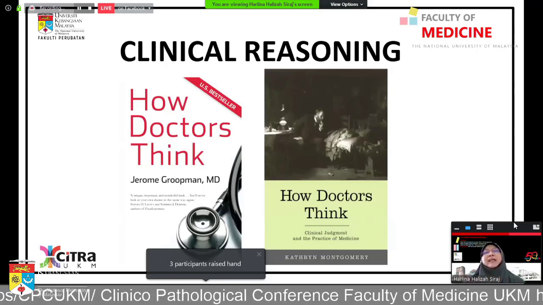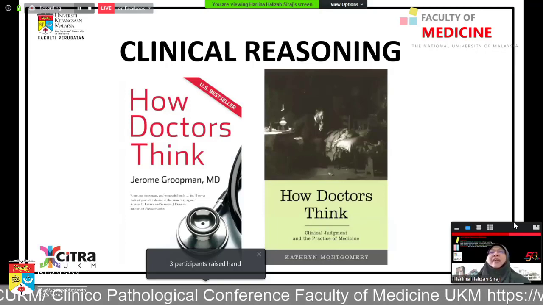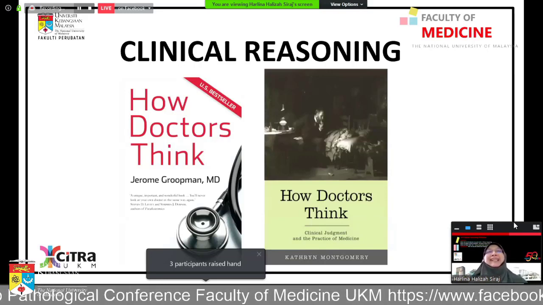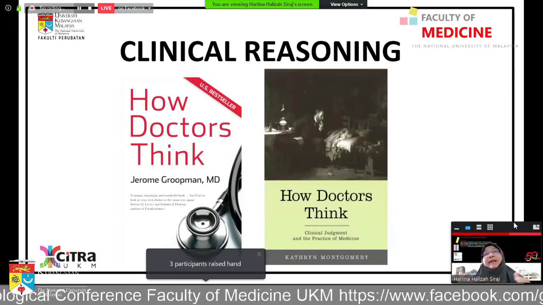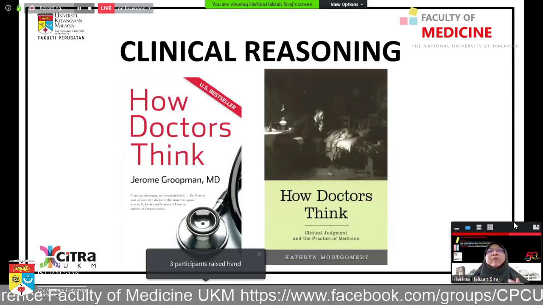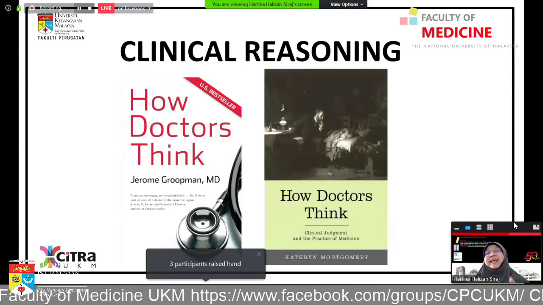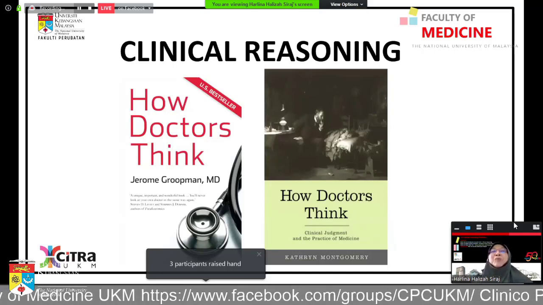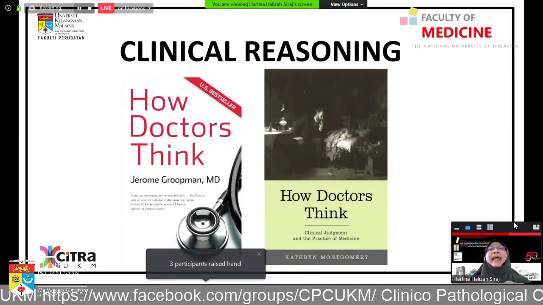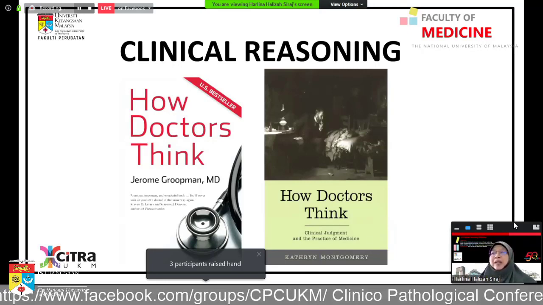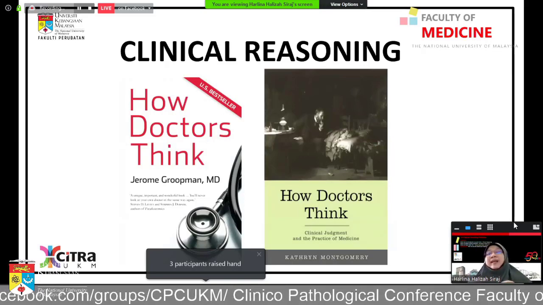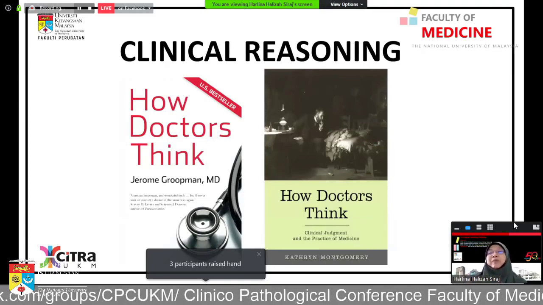But a few years later, an Australian wrote another book with more or less the same title. And I've read these two books. It's very interesting. It is actually telling you in a very narrative way how doctors think. And this book is intended for the patient to read, more or less, so that the patient can actually help the doctor to come up with a better reasoning with the information that the patients are going to provide.